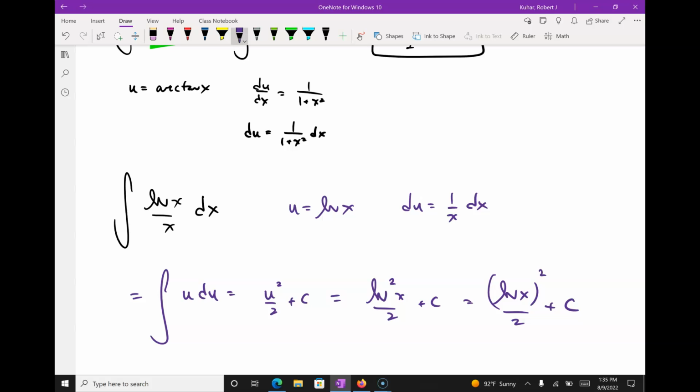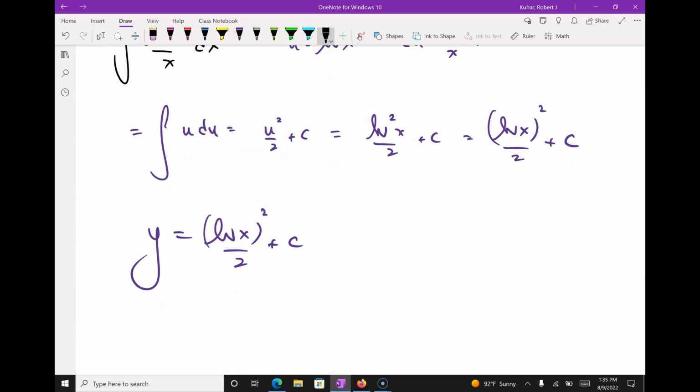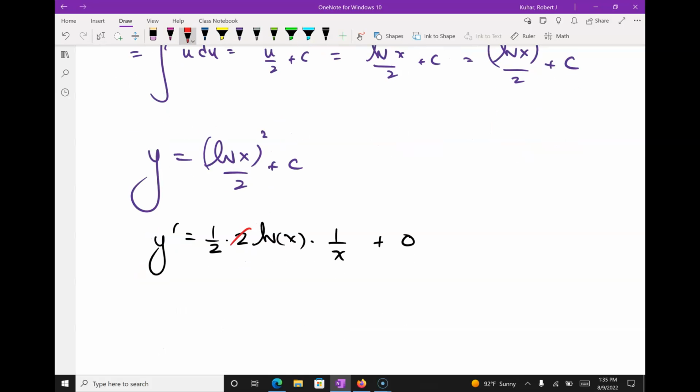How do we check these? How do we check them? Good. y prime is what? Well, there's a 1/2 there. I have to bring down the power of 2. Then I reduce the power to 1, and then I take the derivative of the inside, and the derivative of a constant is 0. So my 2's cancel, and I get ln of x over x. Check.